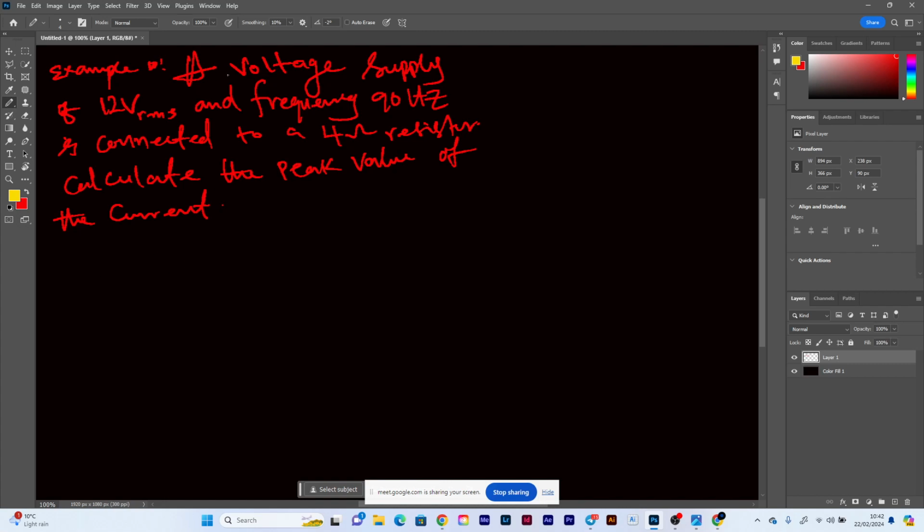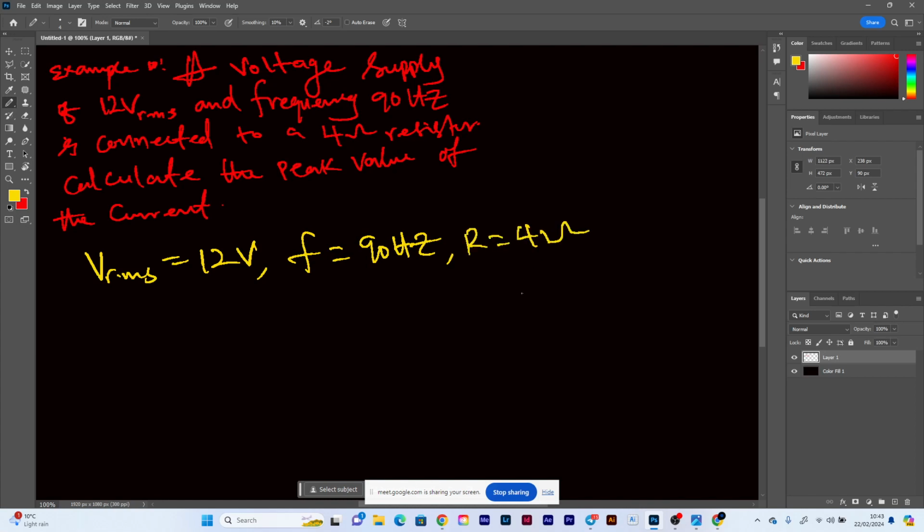We are told that a voltage supply of 12 volts root mean square and frequency 90 hertz is connected to a resistor of 4 ohms. So we have root mean square voltage to be 12 volts, frequency to be 90 hertz, and resistor to be 4 ohms. Am I right? And the question says we should look for the peak current.